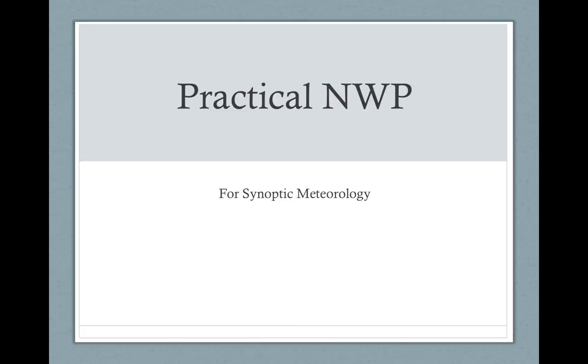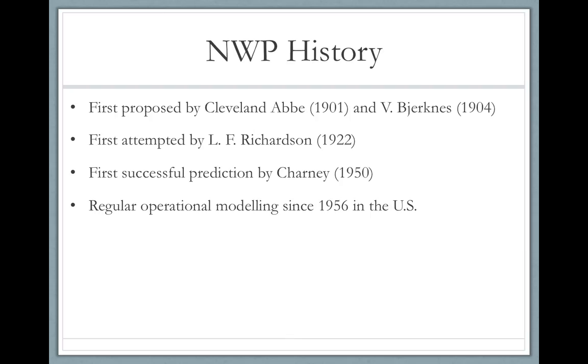And so I often like to begin various segments of the course by looking at the history of that segment. I think it's always good to figure out where we've been to know how we got where we are. This idea of using equations to solve for the future state of the atmosphere was first proposed by Cleveland Abbe of the U.S. Weather Bureau back in 1901 in a paper in Monthly Weather Review.